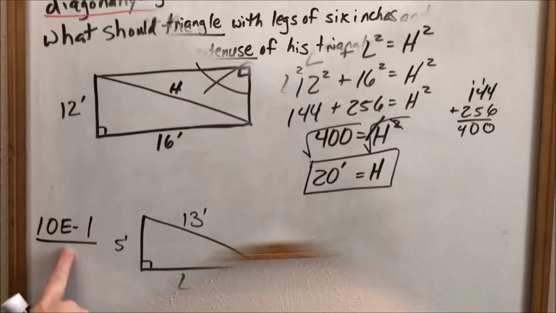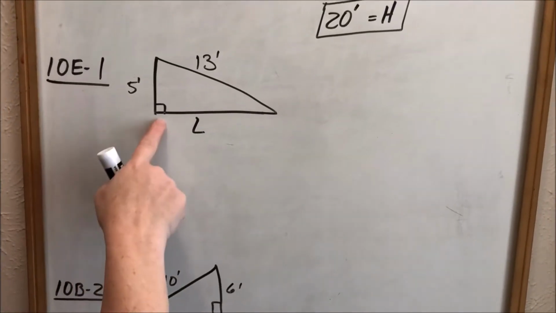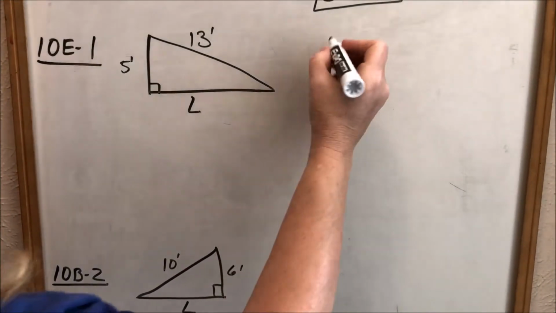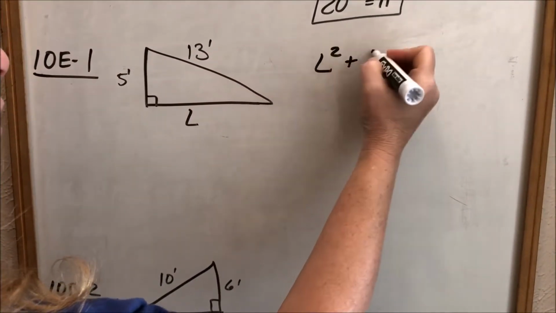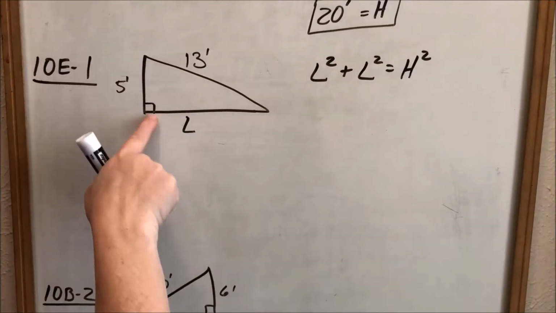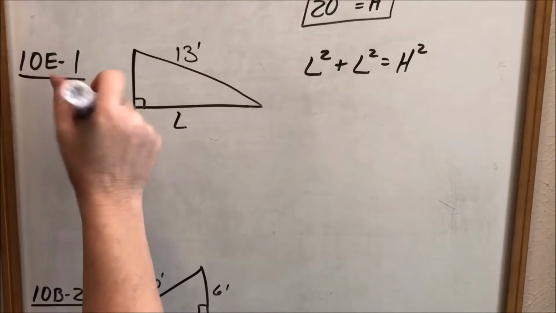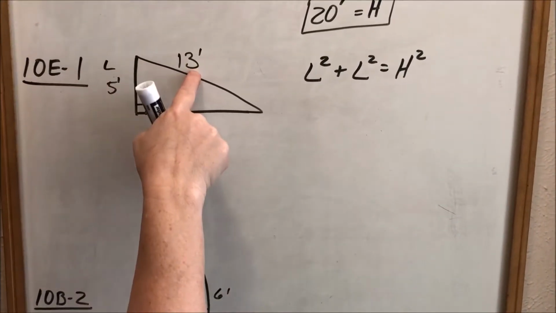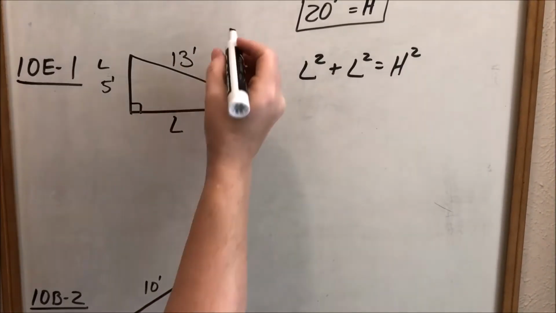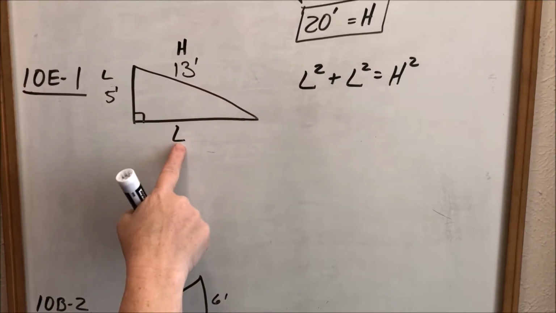All right, look at 10E number 1. Look at the givens. You still have a right triangle. Anytime you have a right triangle and you're trying to solve for one of the sides, you can always use Pythagorean theorem. So you can only use Pythagorean theorem for right triangles. It has to be a right triangle. It has to have a right angle. So here you're given a leg. So that's another leg. But this 13 feet, the side across from the right angle, is the hypotenuse. That is your h. We are looking for the other leg.